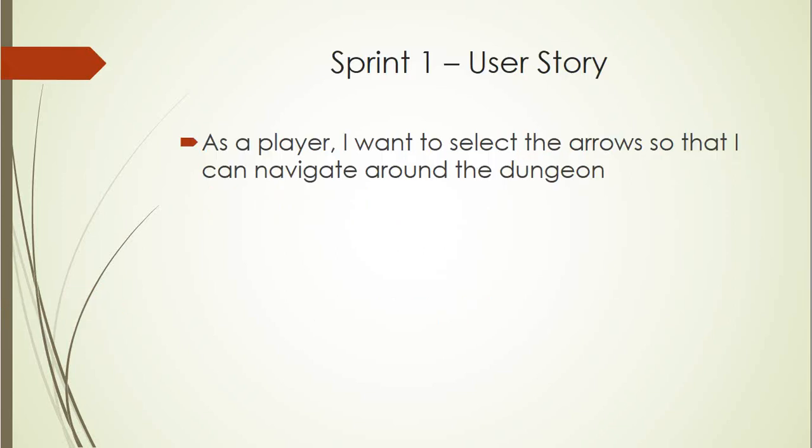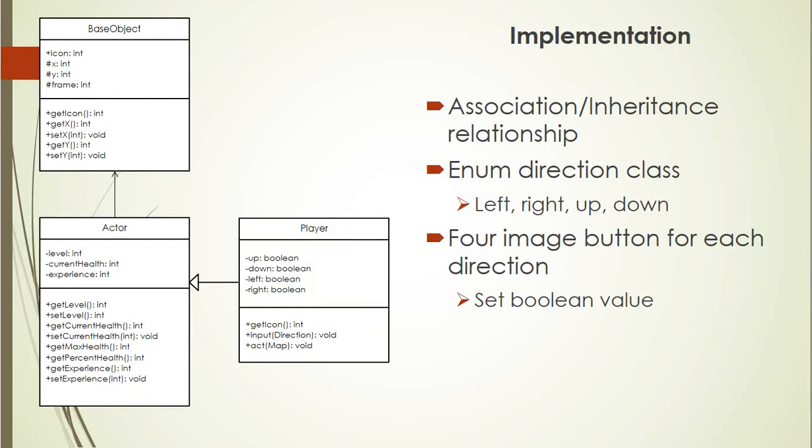One of the user stories for Sprint 1 was: as a player, I want to select the arrows so that I can navigate around the dungeon. The process of implementing this user story is as follows. This user story implementation was achieved using the association and inheritance relationships between several classes.